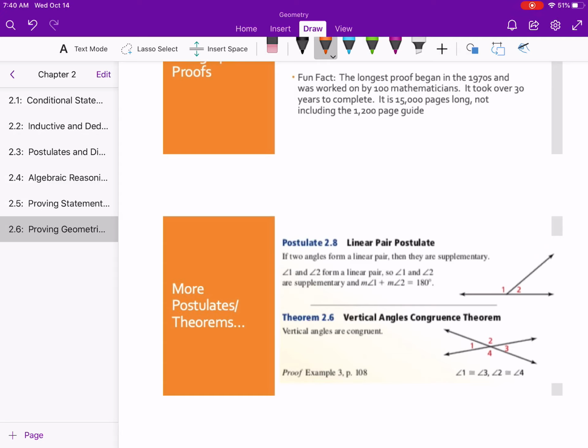Our next theorem is theorem 2.6, the vertical angles congruence theorem, saying that vertical angles are congruent. So that's saying that 2 and 4 here, since they're vertical angles, they are congruent, and that 1 and 3 here are congruent. This theorem is kind of an extension of our congruent supplements theorem. So 2 and 3 are supplementary, 3 and 4 are supplementary, so 2 and 4 have to be congruent.